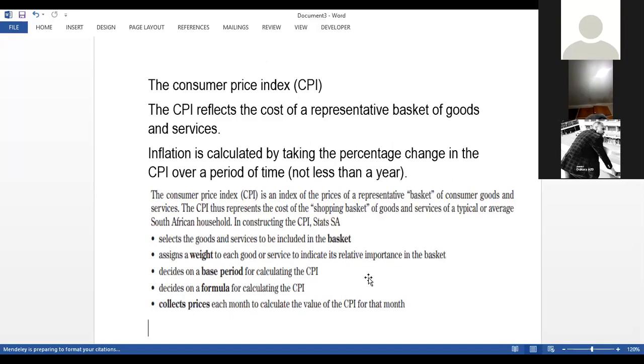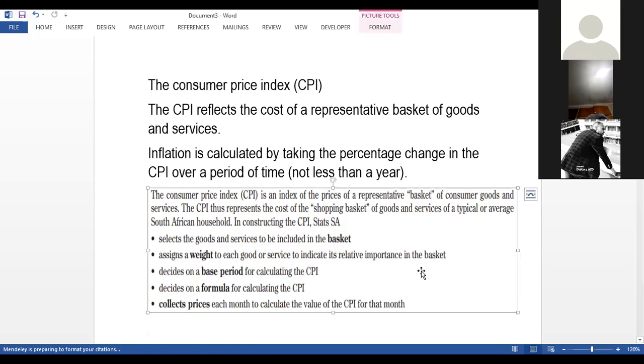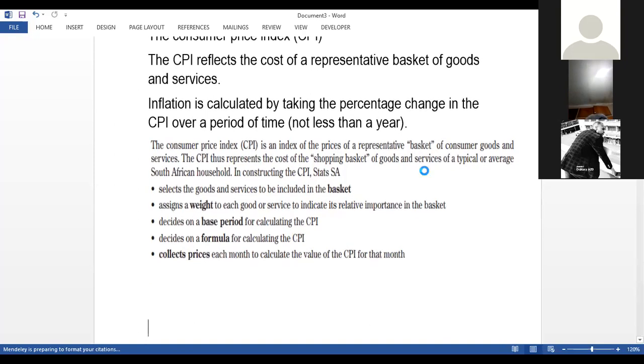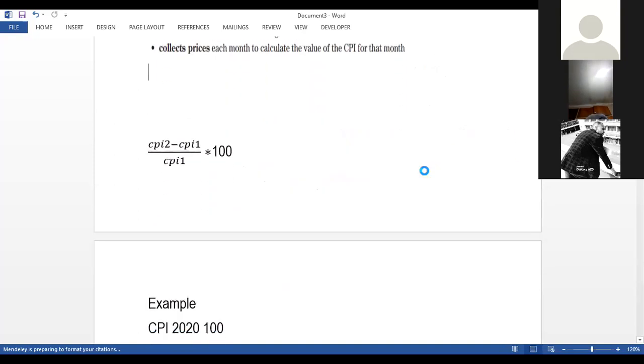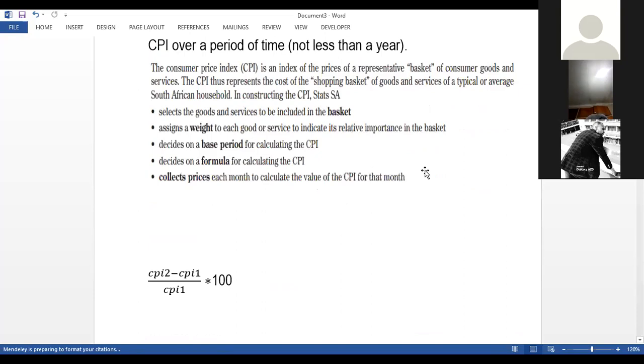I want us to look at how we're going to be using the index in coming up with the inflation rate. All right, so suppose we are given an index that has already been calculated for a particular year or for a particular period of time. There's a formula that we're going to be using in coming up with the inflation rate.